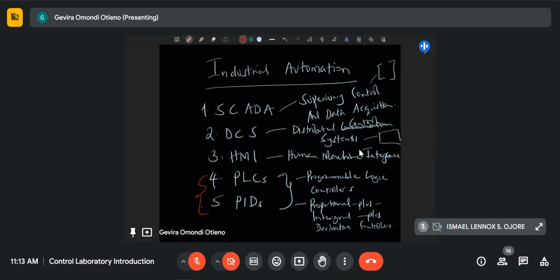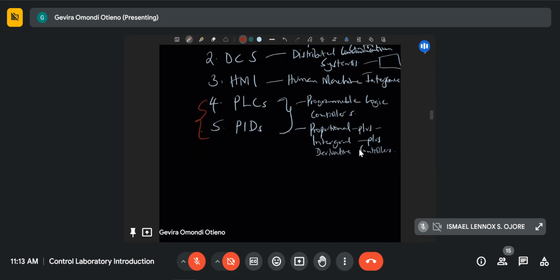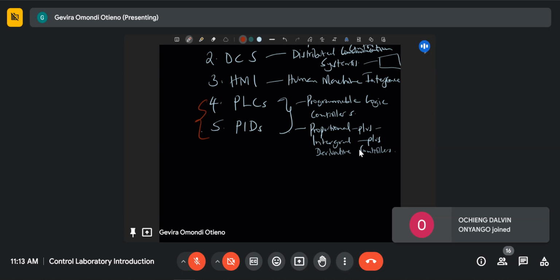So please note that we are discussing these as tools that are used to achieve industrial automation. Last semester, you remember we were looking at the technologies that we use to achieve control of systems, whether they were pneumatic, and stuff like that. But this time round, we are looking at technologies that we use to achieve automation in the industry. So PLCs and PIDs will form the integral part of our discussion. So I want to start very quickly because we don't have a lot of time with the first one, which is the PIDs.